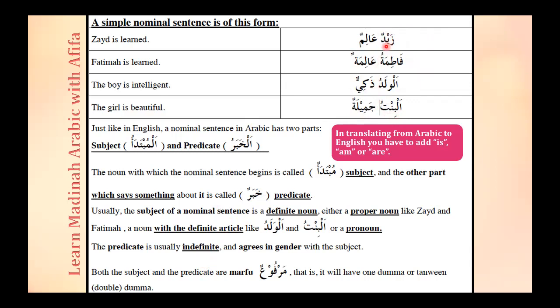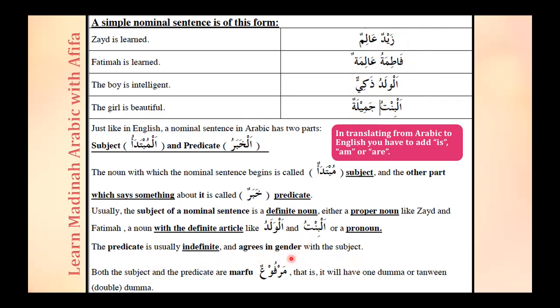Look, Zayed is definite because it's the name of a person. It's always definite. We talked about this in our last class. Fatima too is a name, so it is definite. Al-waladu is definite, obviously, because it has that al. Al-bintu is definite because it has that al. The girl, the boy. So these are both definite. So the other thing we want to observe here is the predicate. It agrees in gender with the subject.